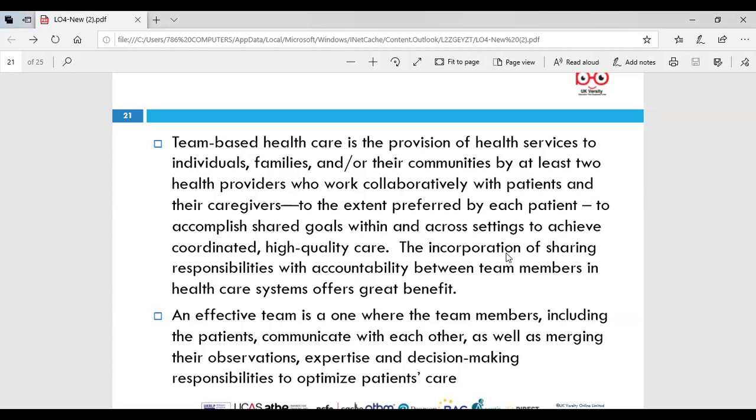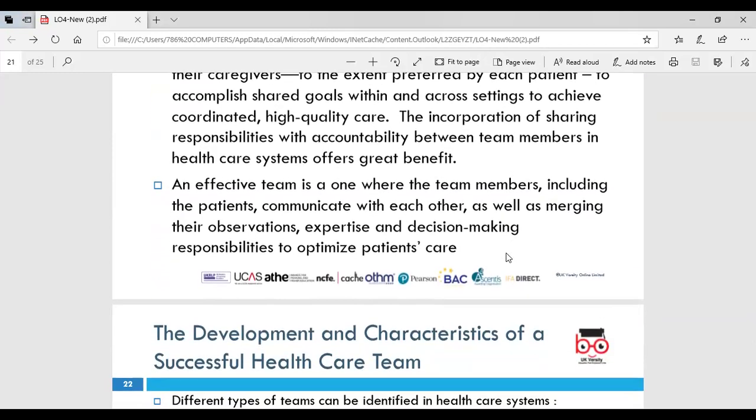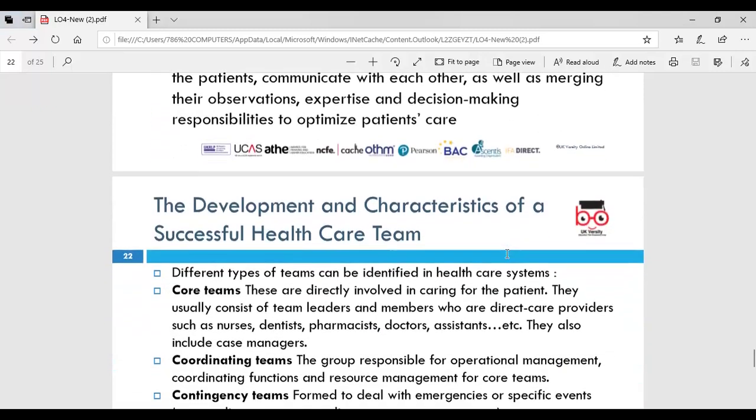And the ultimate goal is to achieve coordinated high-quality care. So when we are incorporating shared responsibilities and accountability within team members in the healthcare system, it gives benefit to everyone. So the effective team is one where the team members, including the patients, communicate with each other as well as merging their observations, expertise, and decision-making responsibilities to optimize patient care.